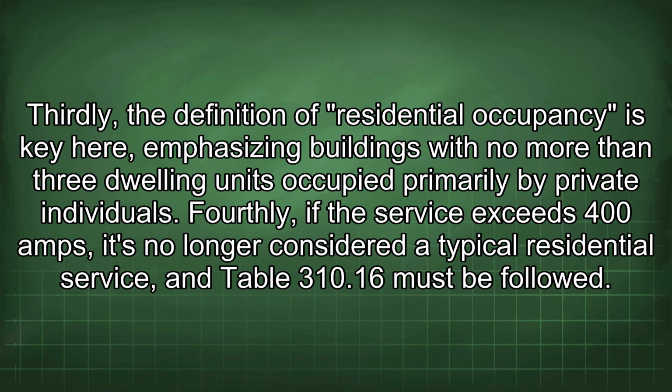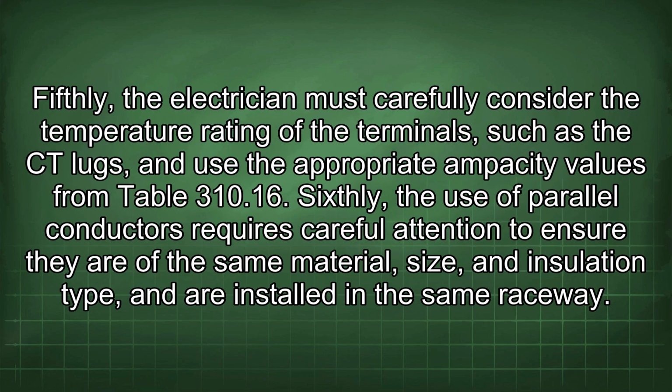Thirdly, the definition of residential occupancy is key here, emphasizing buildings with no more than 3 dwelling units occupied primarily by private individuals. Fourthly, if the service exceeds 400 amps, it's no longer considered a typical residential service, and Table 310.16 must be followed. Fifthly, the electrician must carefully consider the temperature rating of the terminals, such as the CT lugs, and use the appropriate ampacity values from Table 310.16.